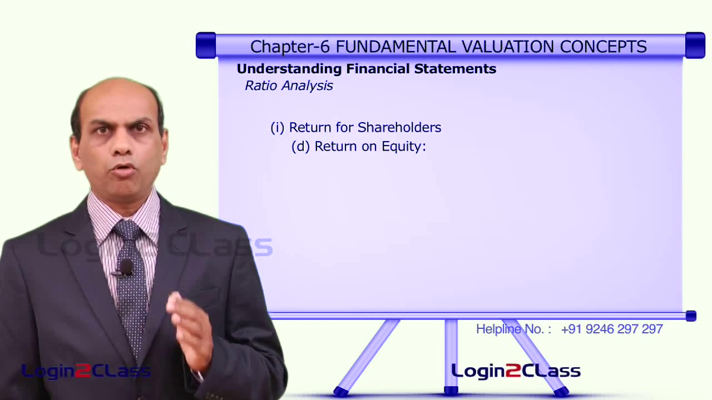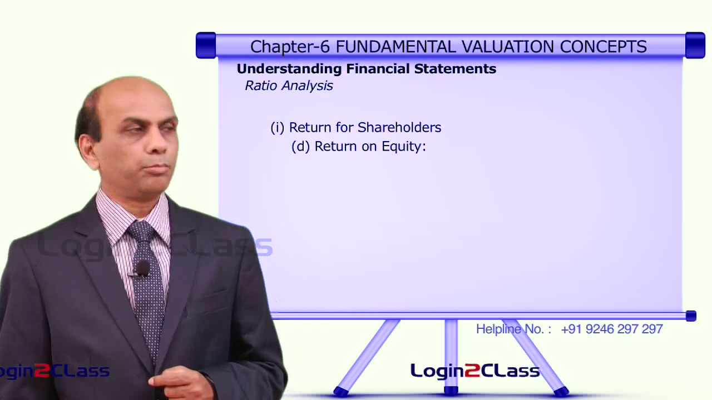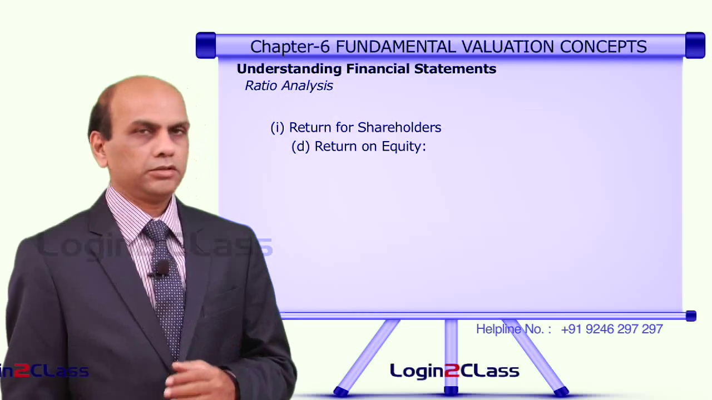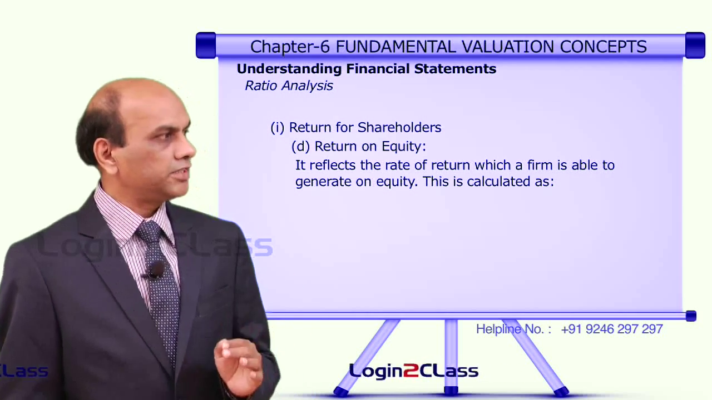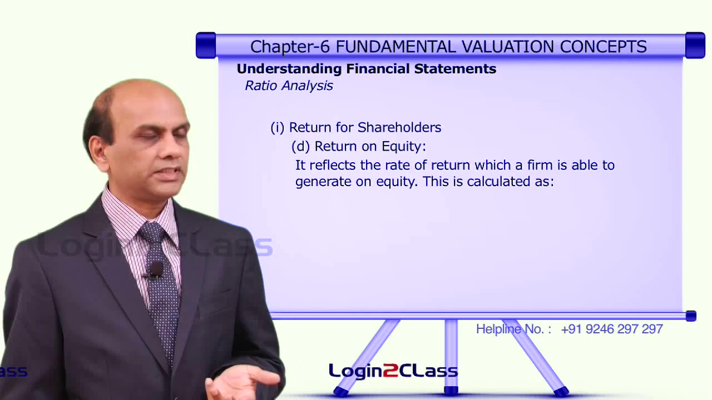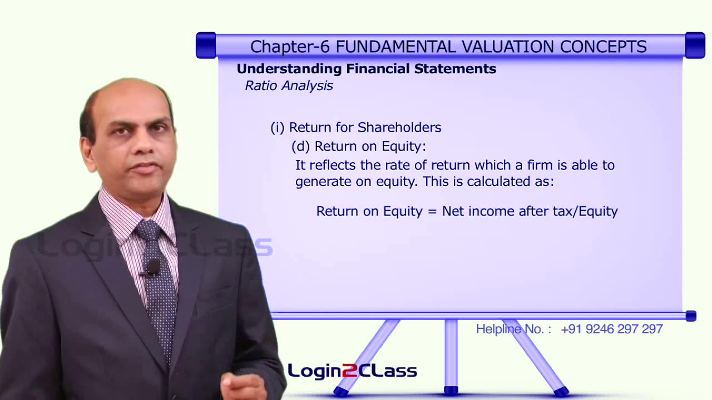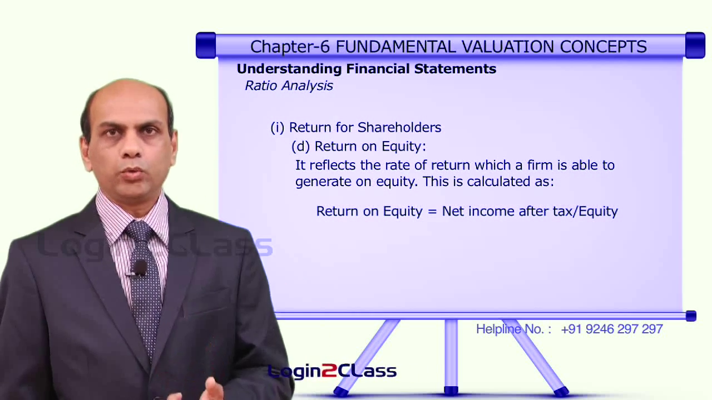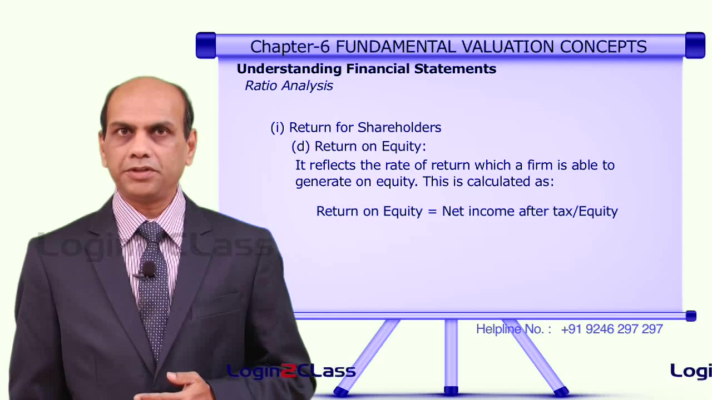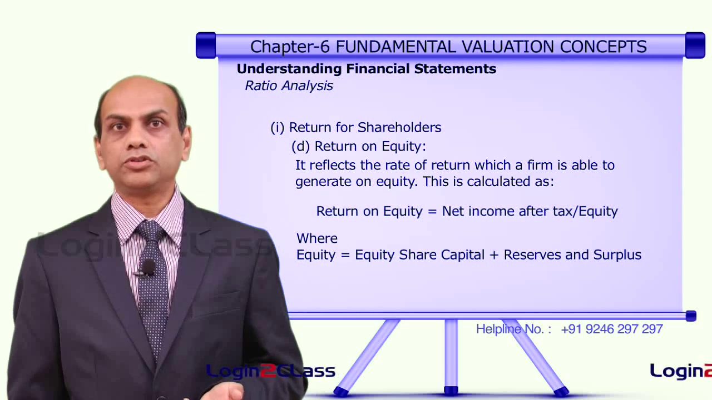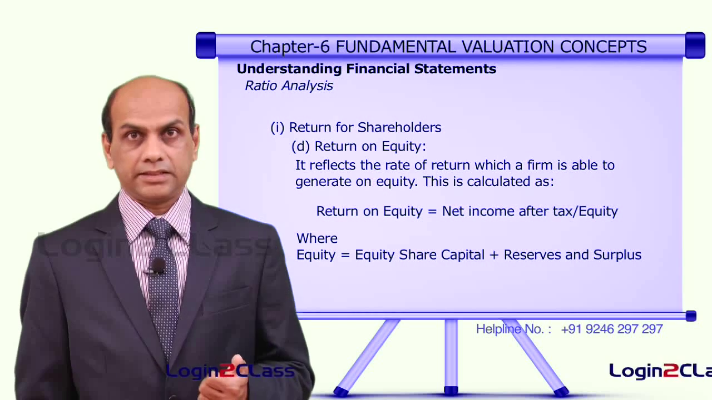Now, the fourth category in this particular return for shareholders segment, return on equity. It reflects the rate of return which a firm is able to generate on the equity they have invested. So, return on equity is calculated as net income after tax divided by equity. That is, what is the investment they have done in terms of equity and what is the return they are able to generate from that particular investment. This is what return on equity will tell us about the company.